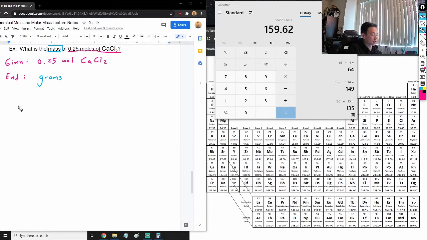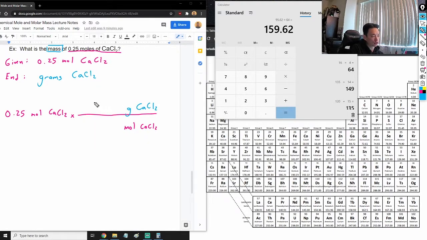So what we're going to do is the same thing we normally do for dimensional analysis. We're just going to write down our given number, so 0.25 moles of CaCl2, and then we're going to set up a fraction. For our fraction, we're going to try to get rid of moles of CaCl2, so we're going to put moles of CaCl2 on the bottom. That way we can cross them out and get rid of them. And what we're looking for is grams. So we're looking for grams of CaCl2.